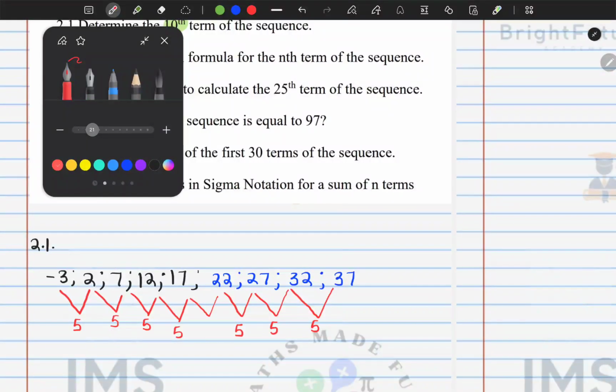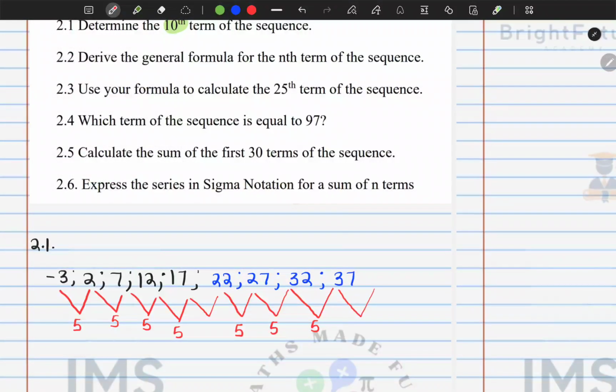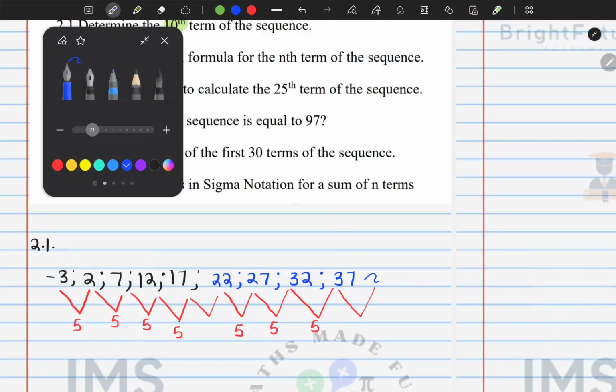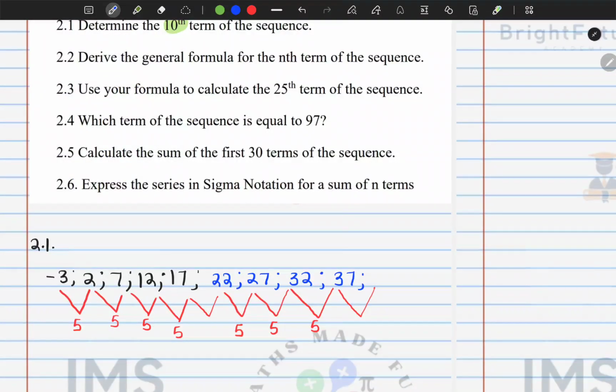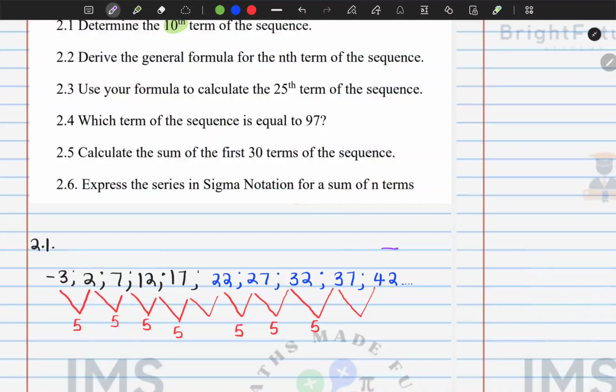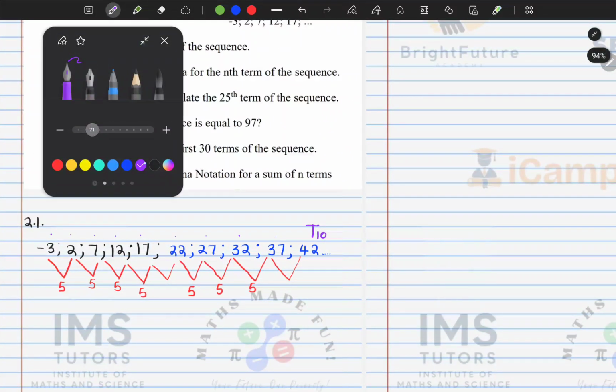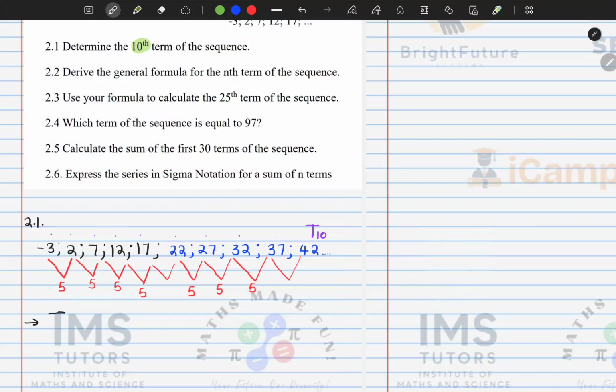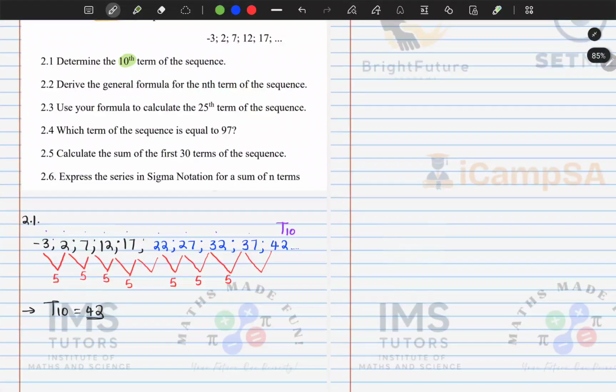So let's go ahead. We know the difference between 37 and the next term should be 5, which means we need to add 5 on top of 37, which means we are getting 42. And what you should note is 42 becomes our T10. Let me double check. This is 1, 2, 3, 4, 5, 6, 7, 8, 9, 10. That is correct. So it means our answer for question 1 is that T10 will be 42. Okay, that is our answer.